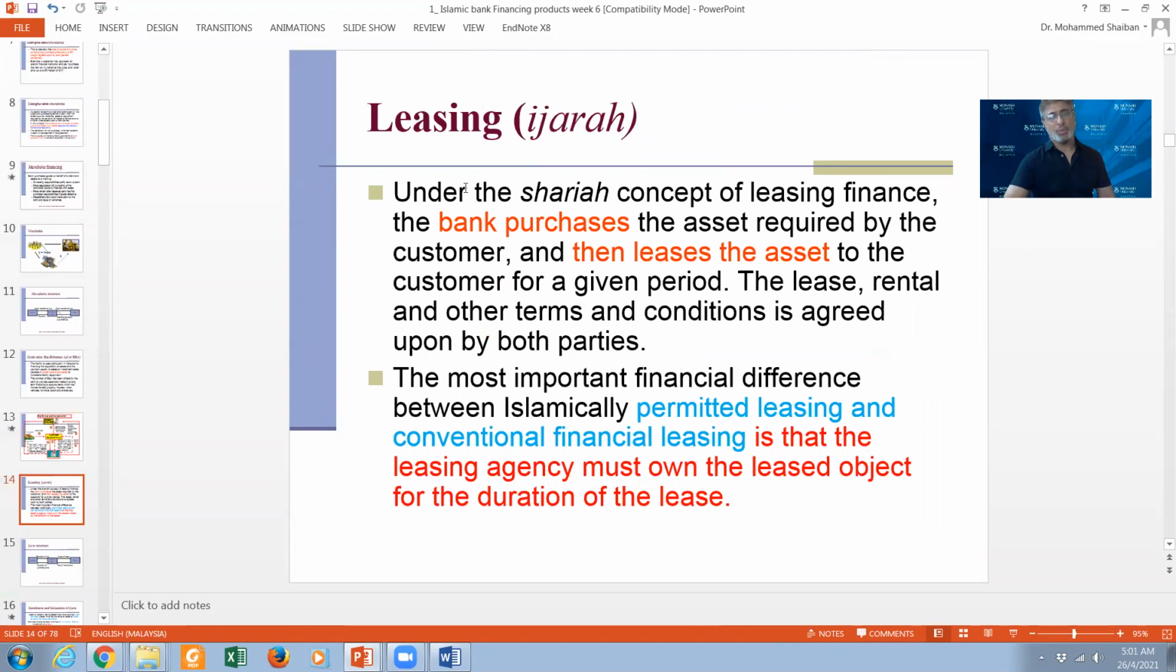The third facility is leasing, which we know. Leasing, there is actually no difference between Islamic and commercial banks, and it's very famous and very common, and it has no interest in either commercial or Islamic banks. So under the Sharia concept of leasing finance, the bank purchases the asset required by the customer and then leases the asset to the customer for a given period. It's as easy as this. The lease rental and other terms and conditions are agreed upon by both parties.